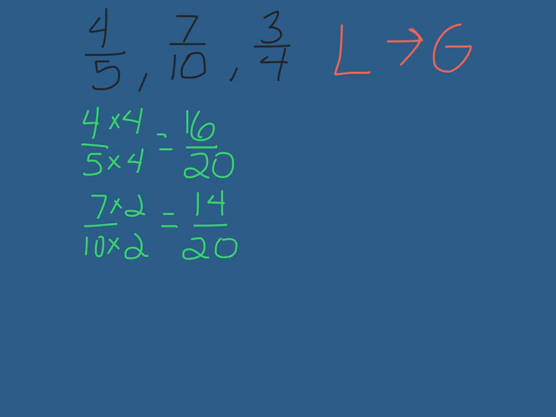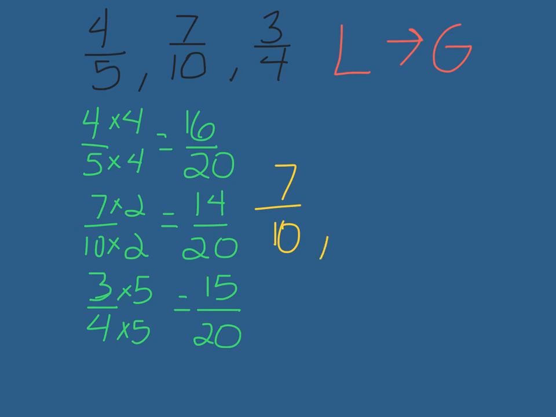And my last one, I have 3/4. I need to multiply that by 5 in order to get 20. 3 times 5 is 15, and 4 times 5 is 20. Okay, now they all have the same denominator, 20, 20, and 20. So now I'm looking for my least number. I have 16, 14, and 15. 14 is my least number here, so that one was my 7/10. So 7/10 is going to be the least, so I'll write that first, 7/10.